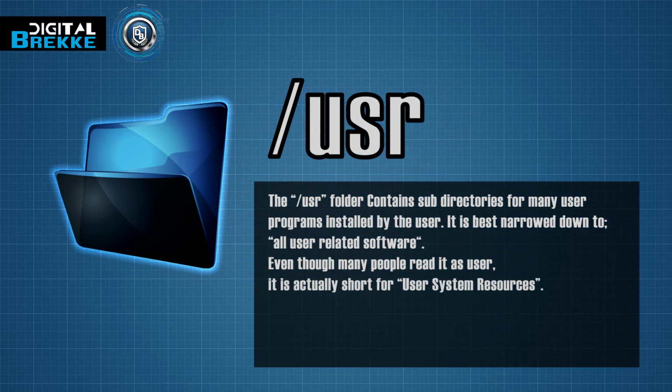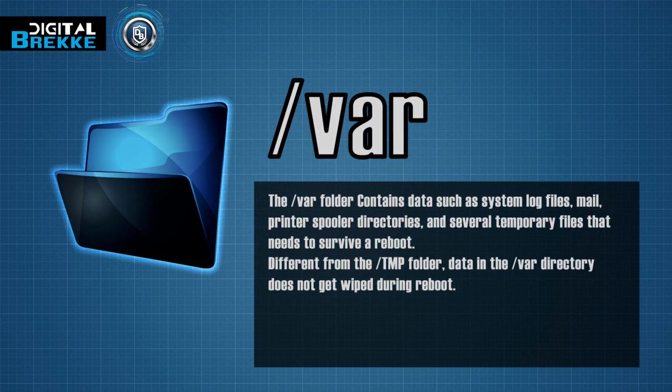The /usr folder contains subdirectories for many user programs installed by the user. It is best narrowed down to all user-related software. Even though many people read it as user, it is actually short for user system resources. The /var folder contains data such as system log files, mail, printer spooler directories, and several temporary files that need to survive a reboot. Different from the /tmp folder, data in the /var directory does not get wiped during reboot.